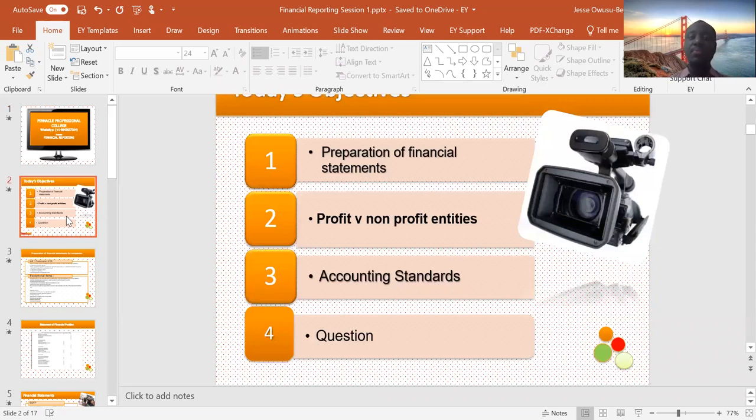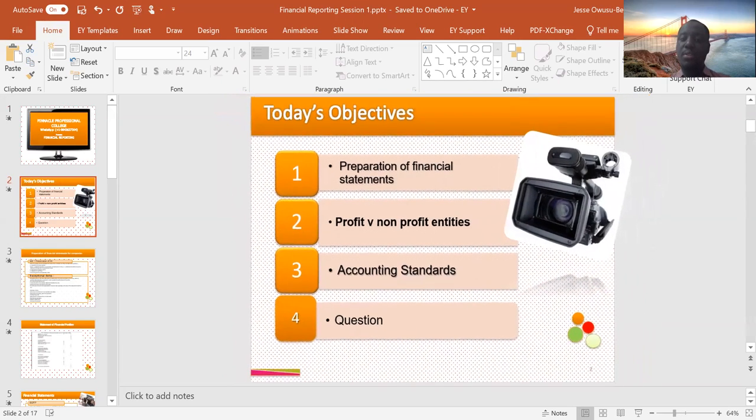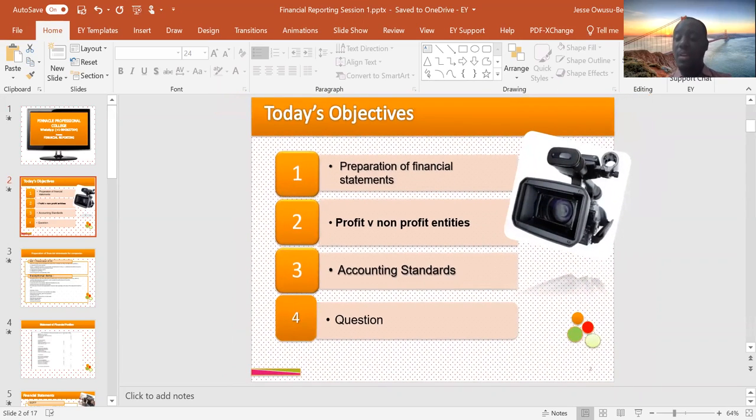Our objectives: we'll be looking at the preparation of financial statements. We'll be looking into profit versus non-profit entities, and we'll talk about that very briefly. Then we'll touch on accounting standards, though we won't go into a lot of detail. Then we'll try and solve a question when we have some time. So let's move into it.